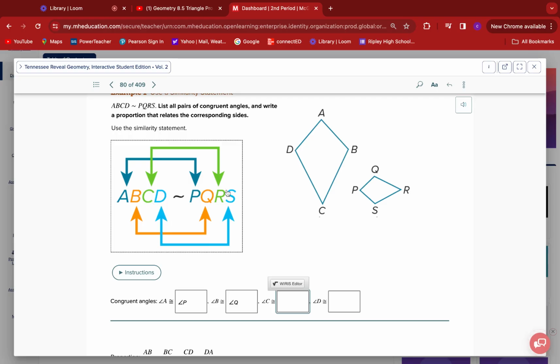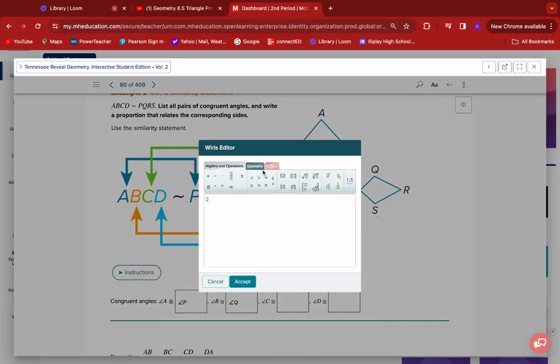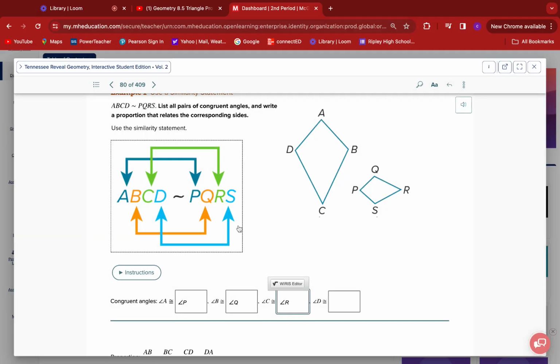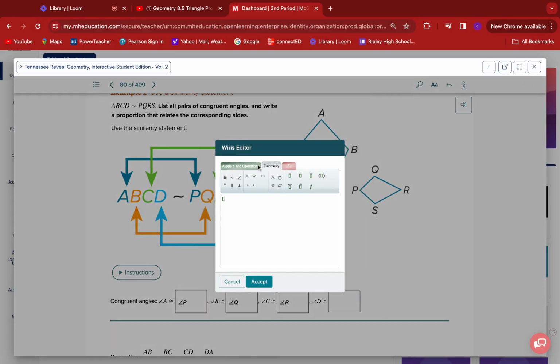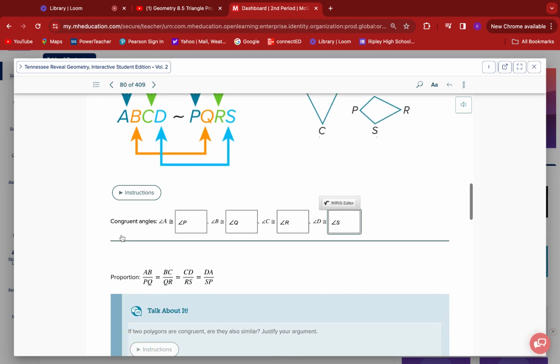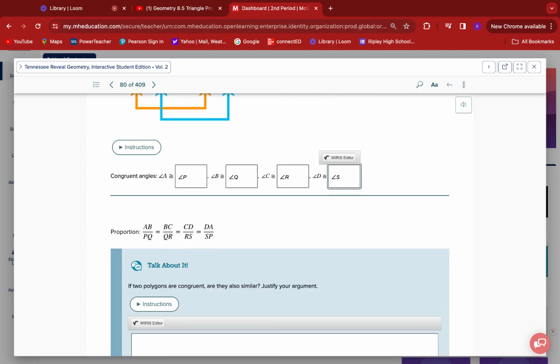All right, C is third. It goes with angle R. That is also third. And of course, that really is going to help you set the problems up. All right, D is the fourth letter. It matches up to angle S, which is the fourth letter. So it's as simple as matching up things in the first, second, third, and fourth position. Okay, so there's your congruent angles to each other.